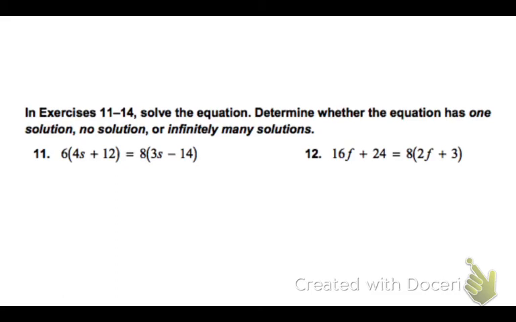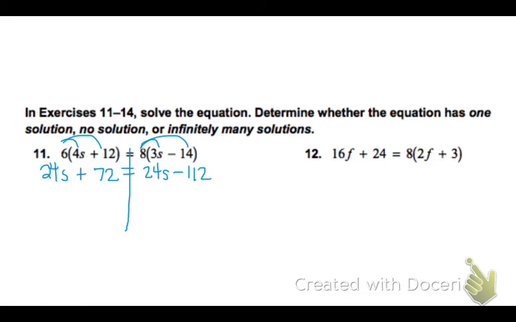So, in number 11, and it's on page 16 in the student journal, we'll start by distributing, okay? And we have to distribute on both sides. So on the left, we're distributing a 6, and on the right, we're distributing an 8. So 6 times 4s is 24s, and 6 times 12 is 72. On the right, 8 times 3s is 24s, and 8 times a negative 14 is a negative 112.